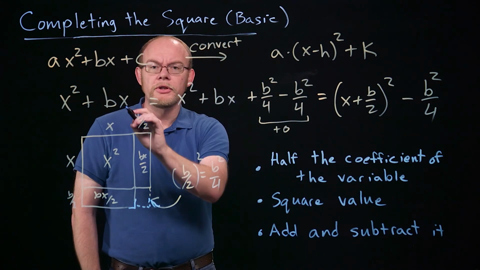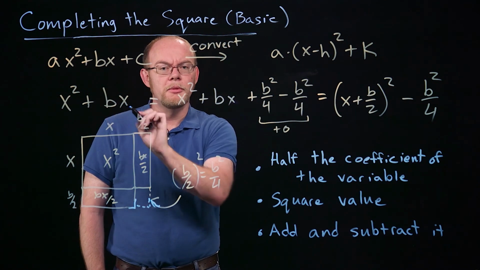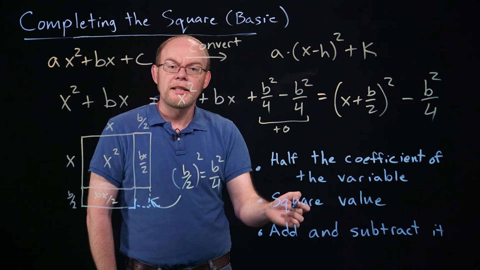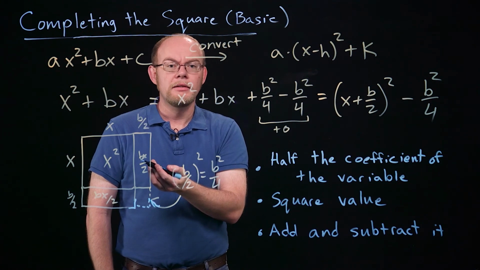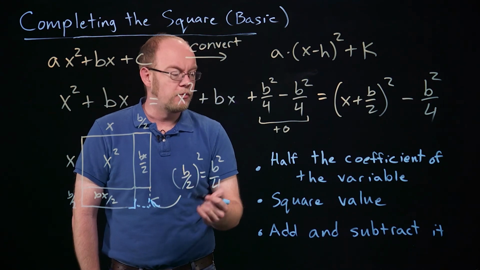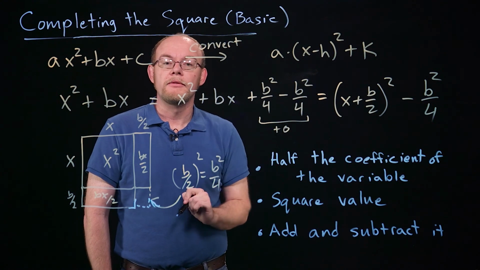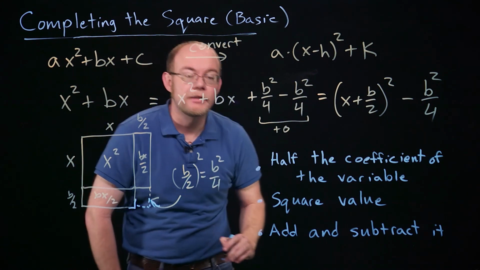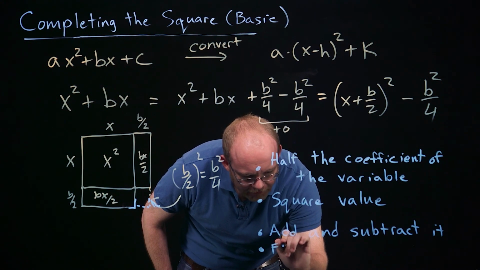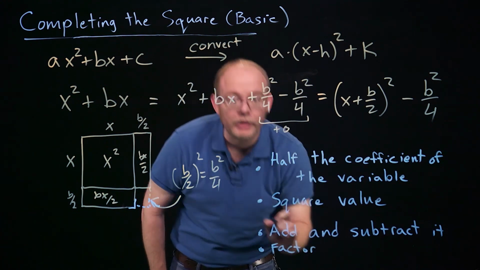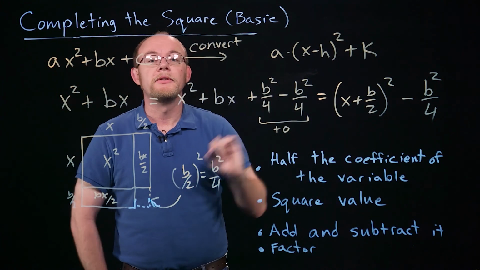You have the coefficient of the single variable, not the squared variable, but the linear variable. You take that value and then you square it. So in this case, we would take b and take half of it and then square that. That gives us b squared over 4. And then we add and subtract it. And then this very last step that we do here is we factor, basically. We take these first 3 terms and we factor them into something of this form.